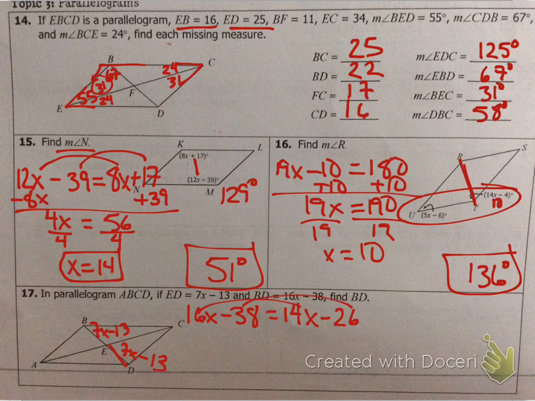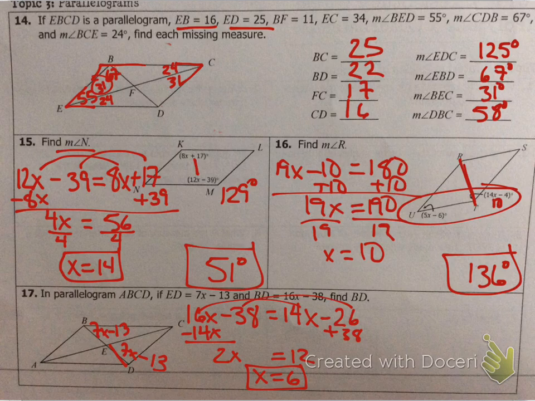Okay, variables to the left, numbers to the right. Minus 14x, you get 2x. Plus 38, you get 12. So x is equal to 6. And again, for my CPs, that would probably be done.